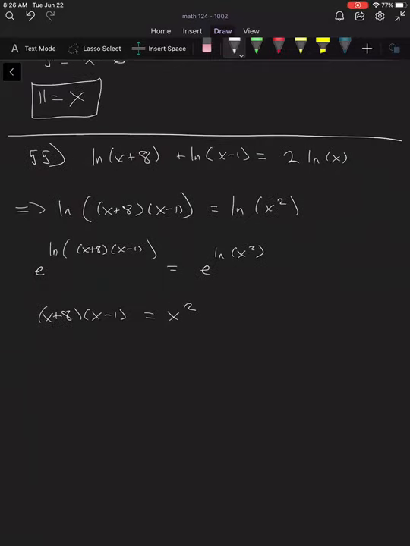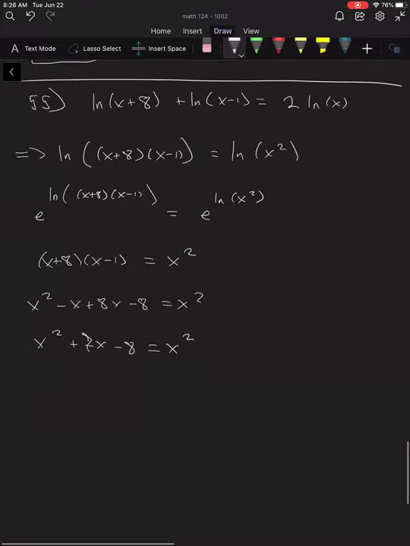So let's distribute on the left-hand side. We're going to get x squared minus an x plus an 8x minus an 8 is equal to x squared. So that's just by FOILing out. Okay, so then on the left-hand side, we get x squared plus 7x minus 8 is equal to x squared. So we can subtract the x squared over to the left, so those just cancel out. So what we have is 7x minus 8 is equal to 0. And we can add the 8 over. So 7x is equal to 8.